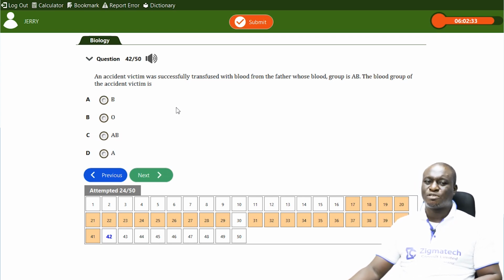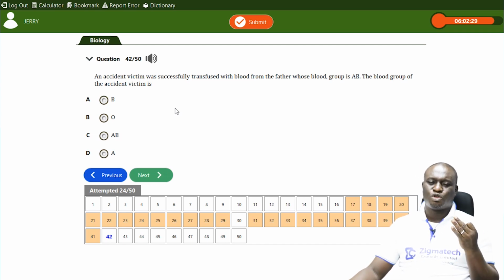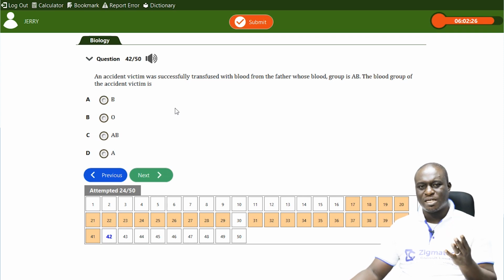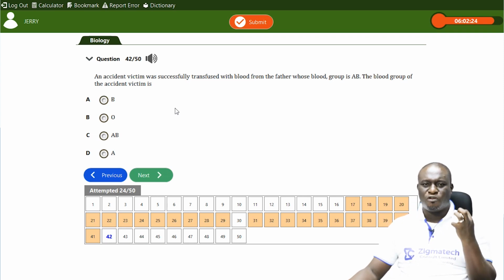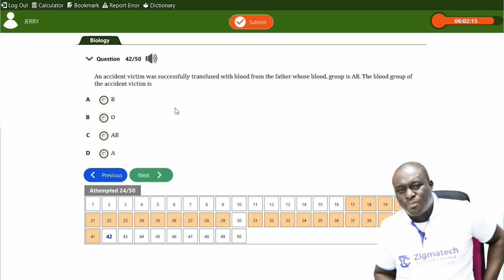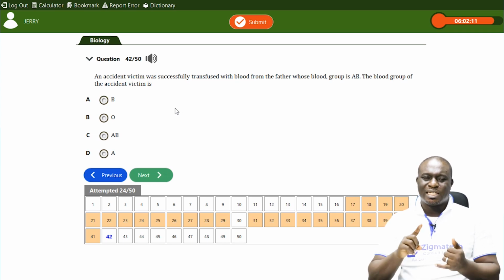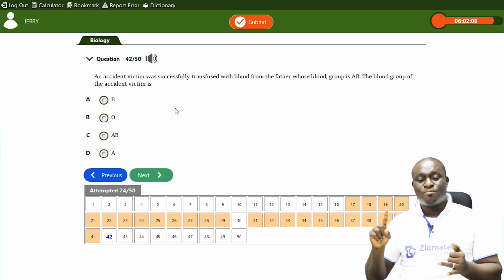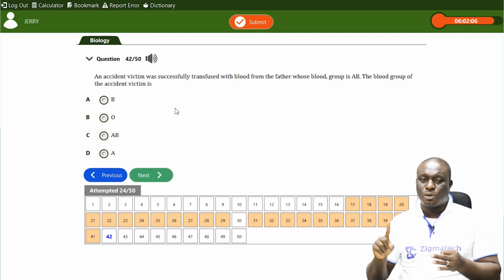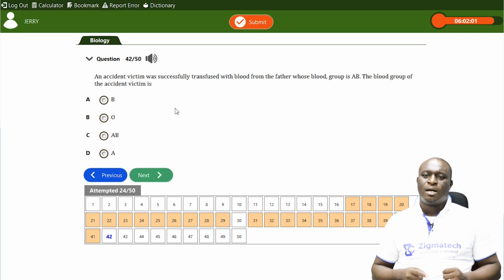And we have different types of blood group. We have blood group O, we have blood group A, we have blood group B, and then we have blood group AB. These are the 4 different types of blood group we have. Now, blood group O is referred to as a universal donor. It means that blood group O can give blood to any of the groups. It can give blood to blood group A, it can give blood to blood group B, it can give blood to blood group AB, and it can also give blood to blood group O.